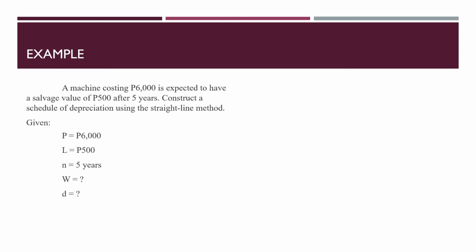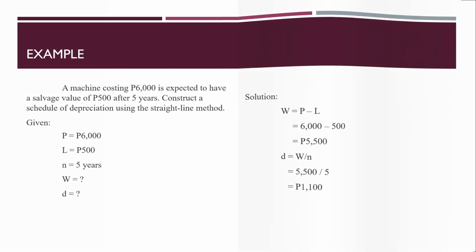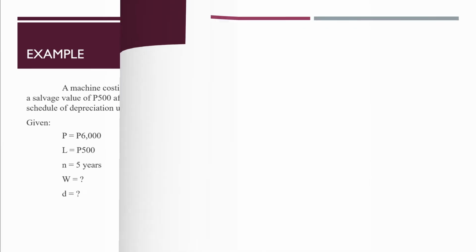And now let's go to the solution. The wearing value is equal to the original cost minus the salvage value. So by substitution, we have 6,000 minus 500 is equal to 5,500. Now let's solve for the yearly depreciation. We have W over N. So by substitution again, we have 5,500 over 5 years is equal to 1,100 pesos.